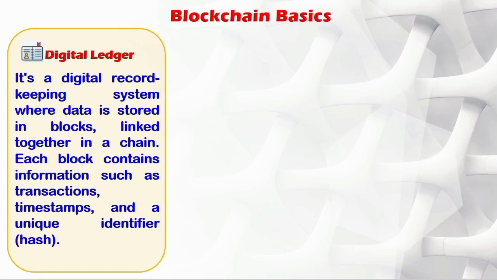Let's start with the basics of blockchain. Think of it as a fancy digital notebook. It stores data in blocks linked together like a chain. Each block holds stuff like transactions, timestamps, and a special code called a hash. It is like building a storybook with each block holding important information, all linked up in a chain.